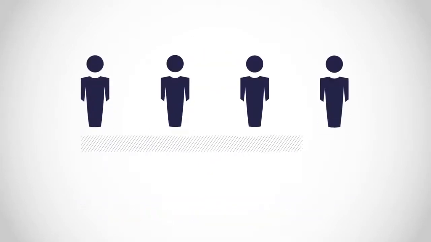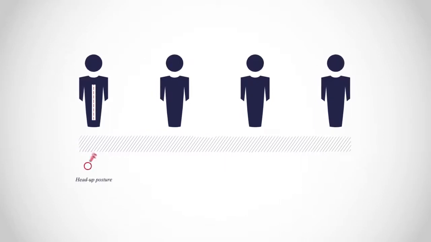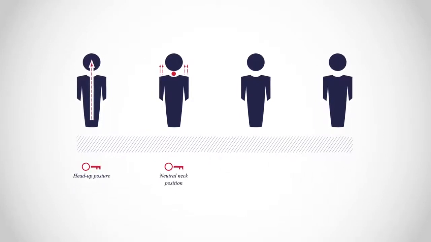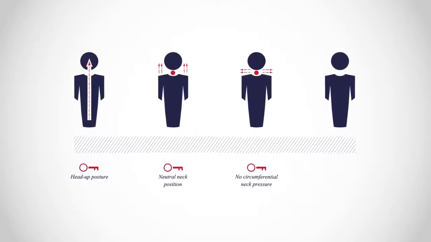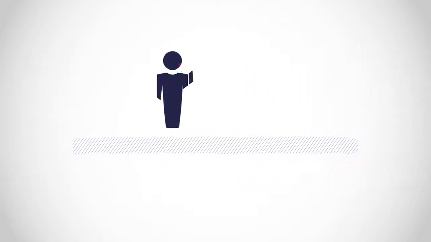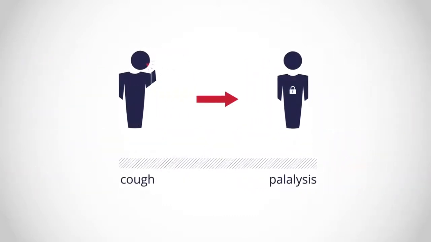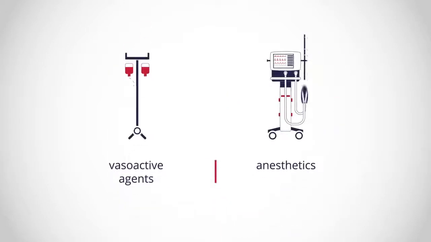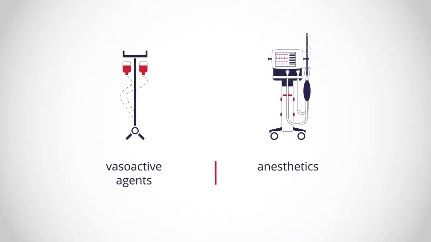The keys to allowing good venous drainage include head-up posture, neutral head positioning, no circumferential neck pressure, and minimizing intrathoracic pressure. A patient who strains or coughs can be catastrophic. Vasoactive agents and anesthetics are at your disposal.